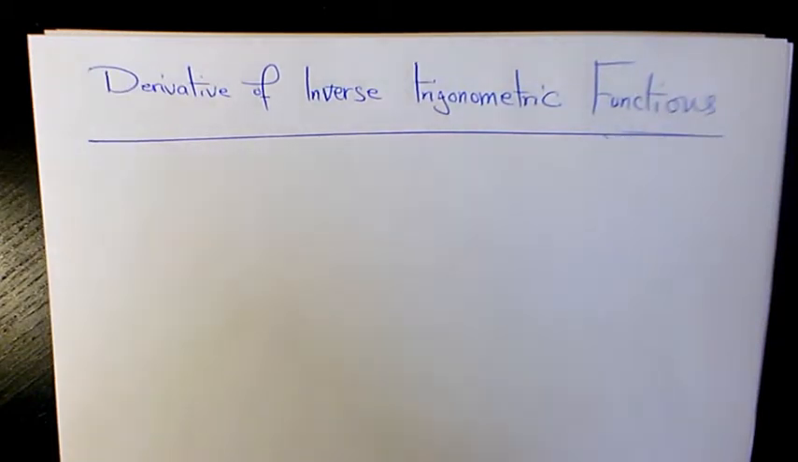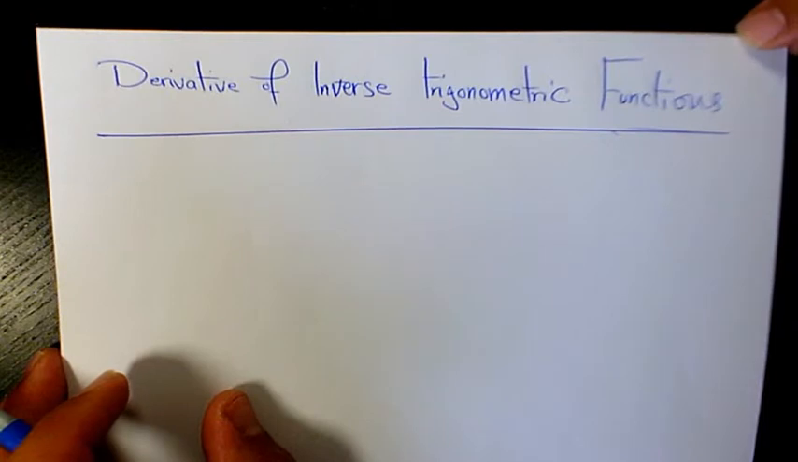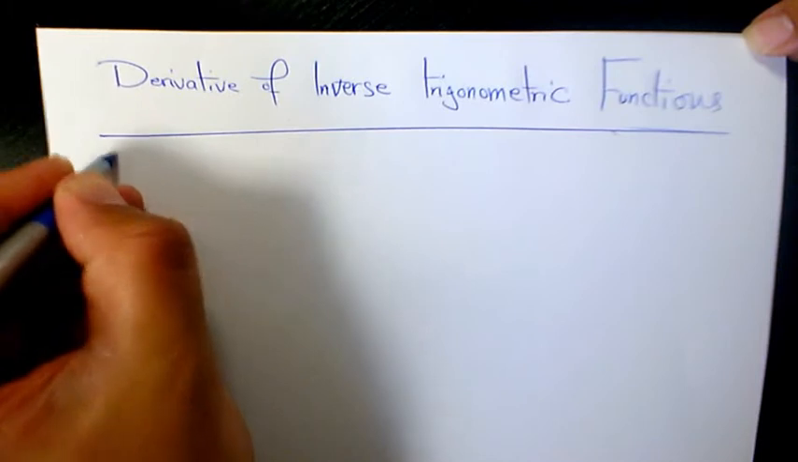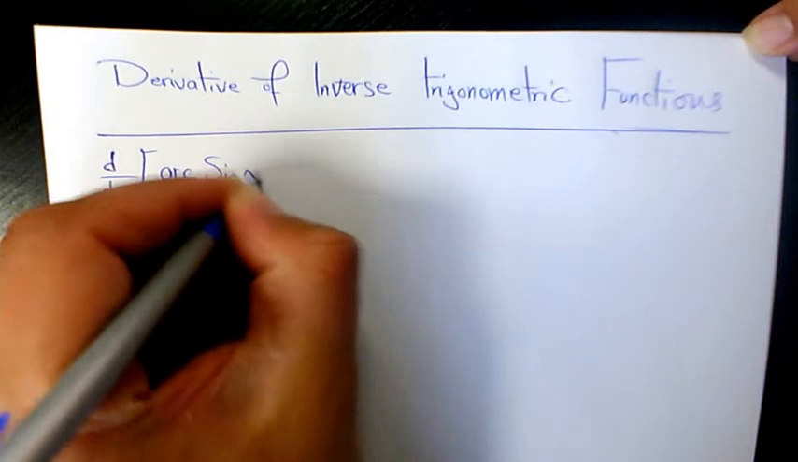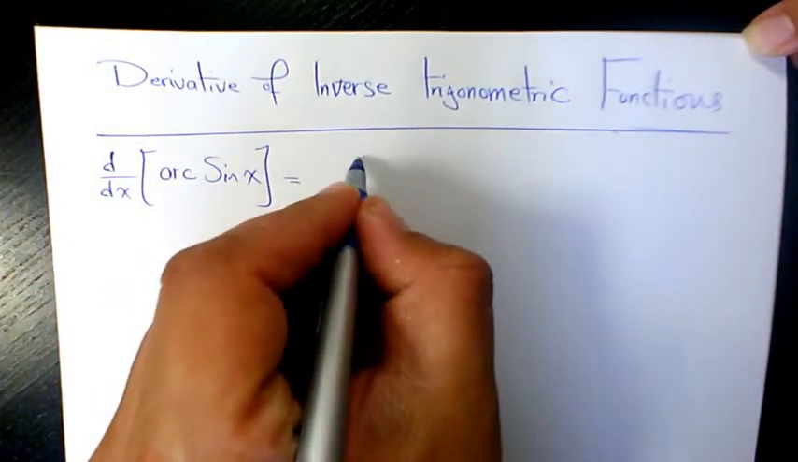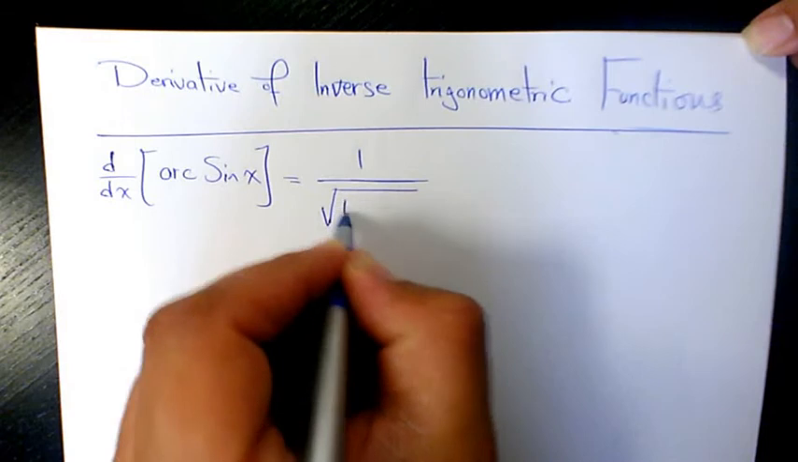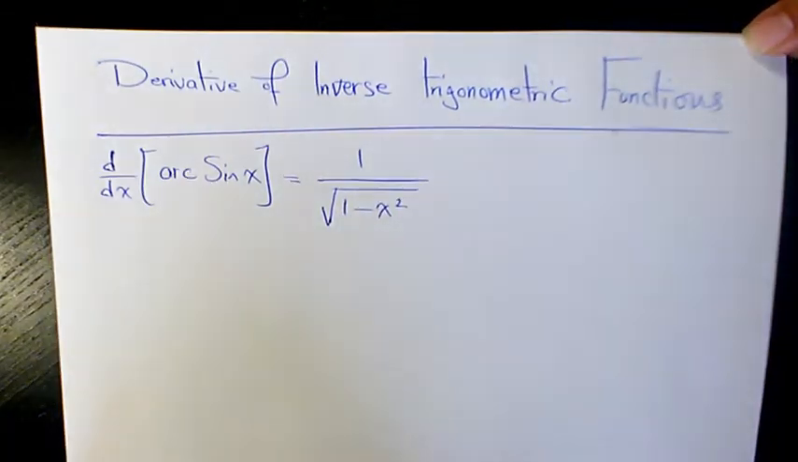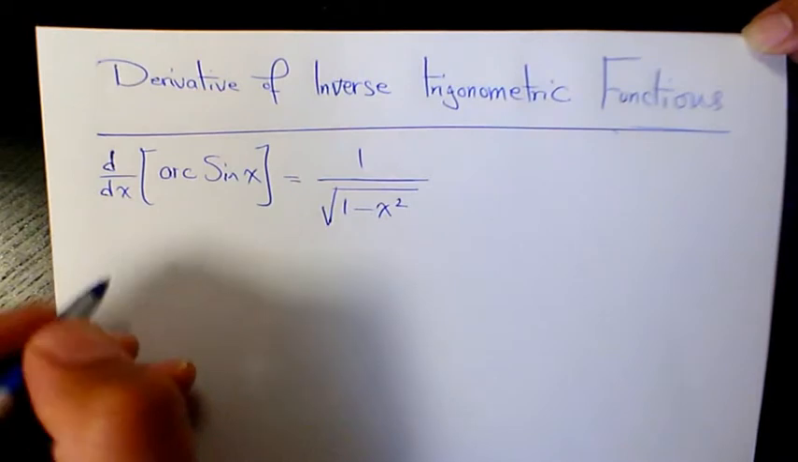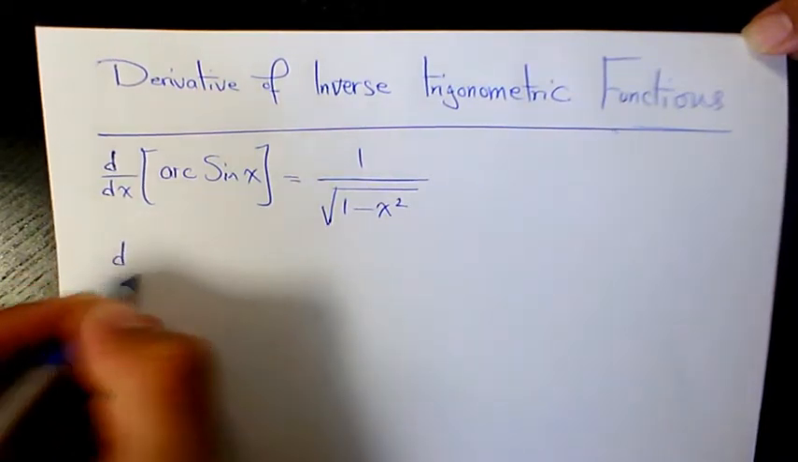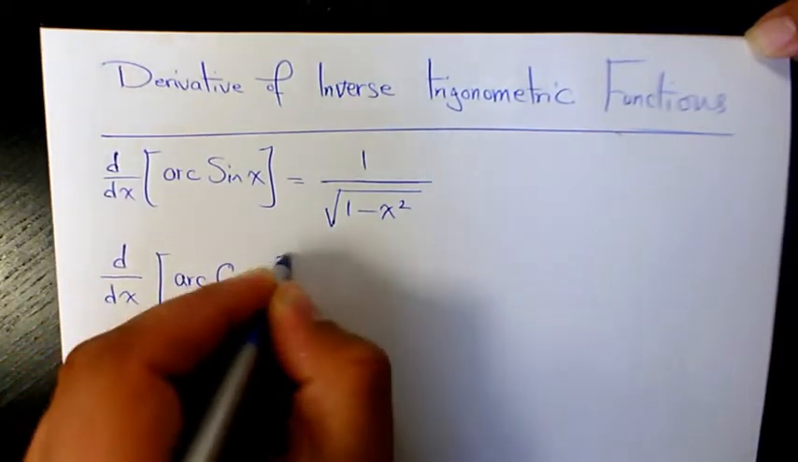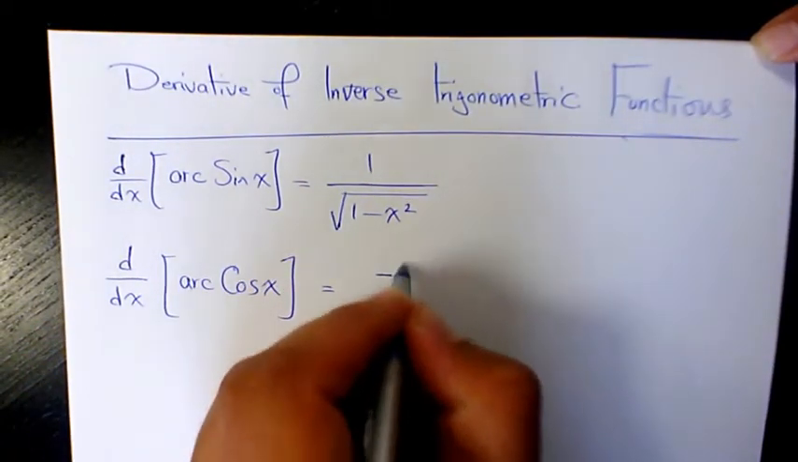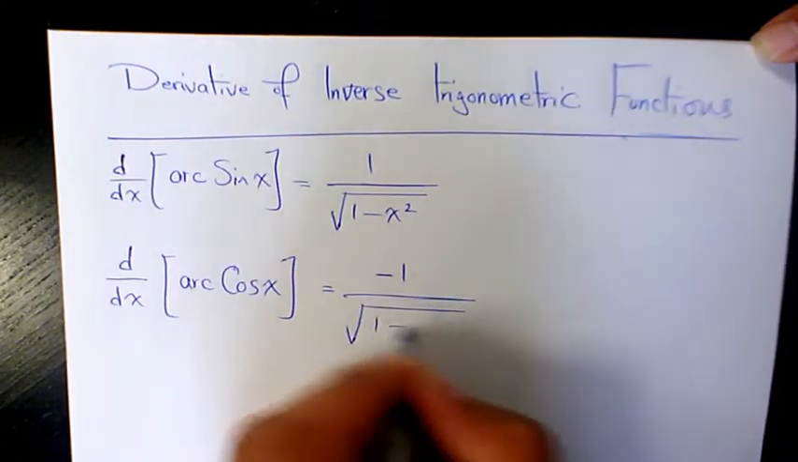Welcome to another video. In this video I want to show you how to find out the derivative of inverse trigonometric functions. I'm gonna start with the derivative of arc sine x. Derivative of arc sine x is gonna be 1 over square root of 1 minus x squared. Derivative of arc cosine x is going to be negative 1 over square root of 1 minus x squared.